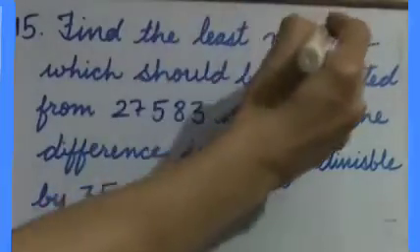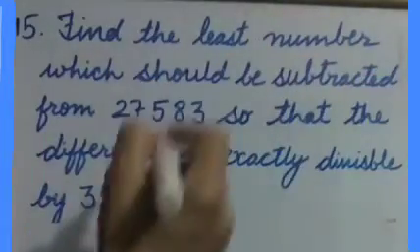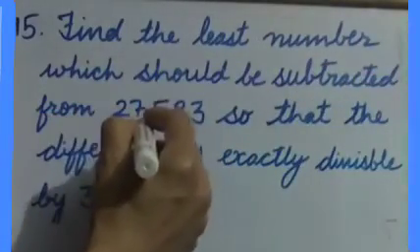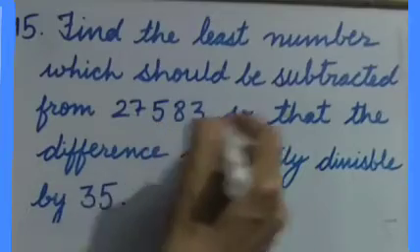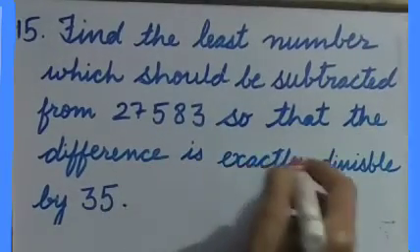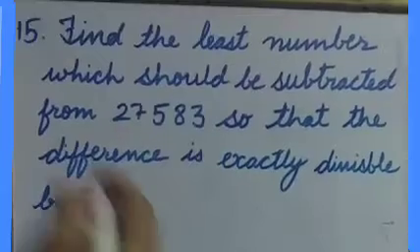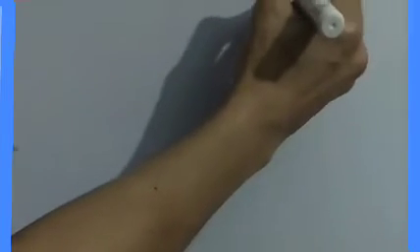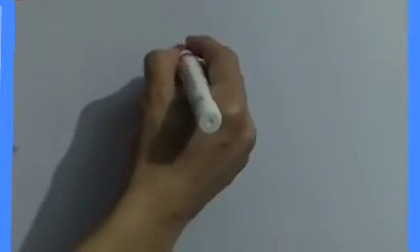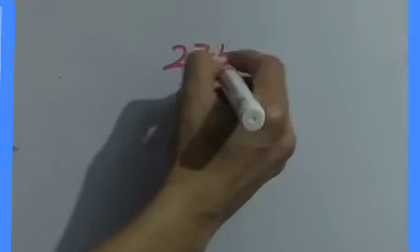Move to question number 15. Find the least number which should be subtracted from 27,583 so that the difference is exactly divisible by 35. For the solution, we have to divide 27,583 by 35. So let's see here.